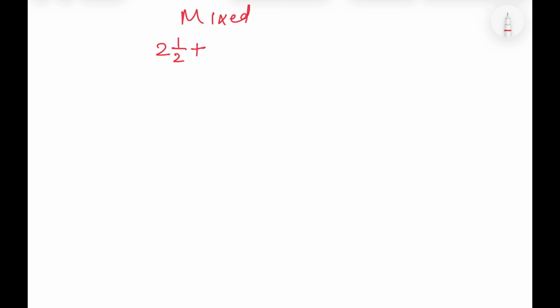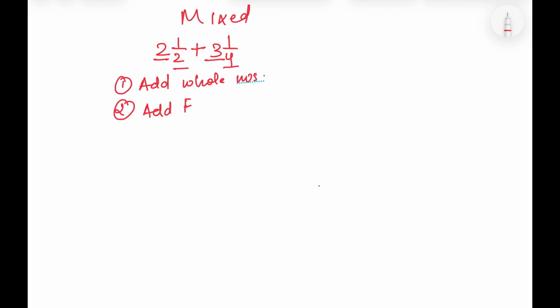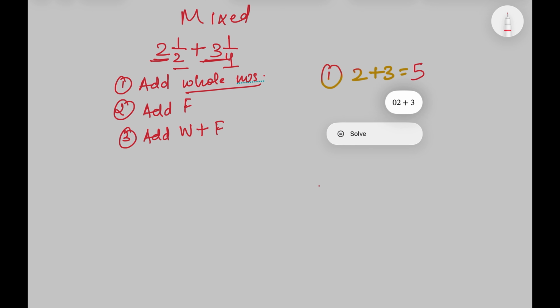This is 2 1 by 2 plus 3 1 by 4. So how do you add these two mixed fractions? Very easy. First step, add the whole numbers. Second step is add the fractions, these two fractions. And third step, add the whole number answer plus the answer of the fraction. Simple. So we will follow the steps. First step, as I told, add the whole numbers. 2 plus 3. What do I get? 5.